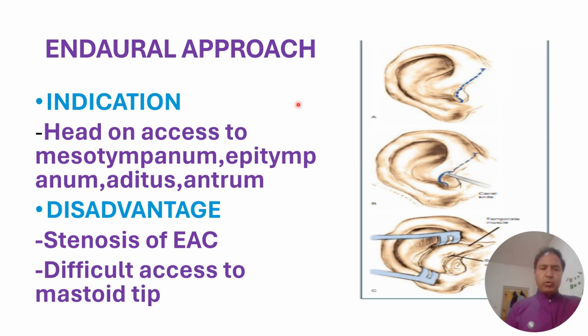Endaural approach indications: head-on access to the mesotympanum, epitympanum, aditus and antrum. If we use the endaural approach, we are directly reaching the epitympanum, aditus, antrum, and mesotympanum. It is head-on access. But the disadvantage is stenosis of the EAC. EAC may get stenosed. Difficult access to the mastoid tip. Tip cannot be cleared.